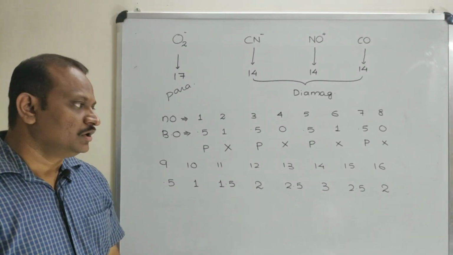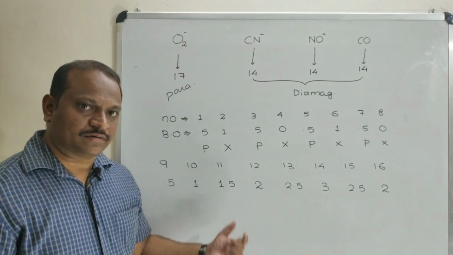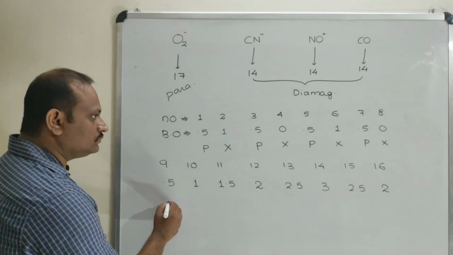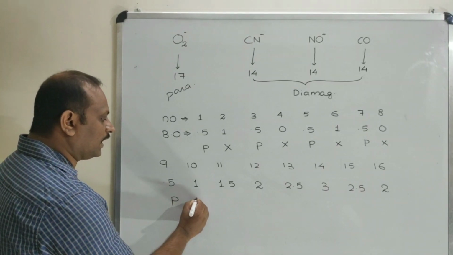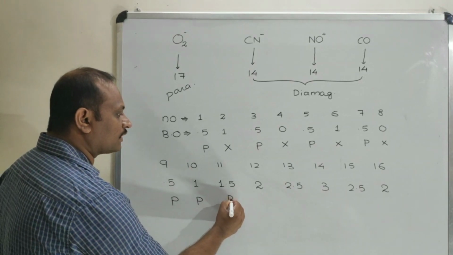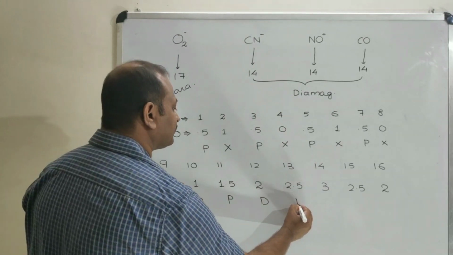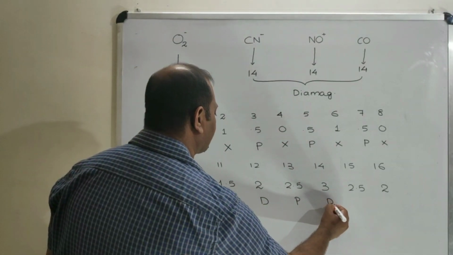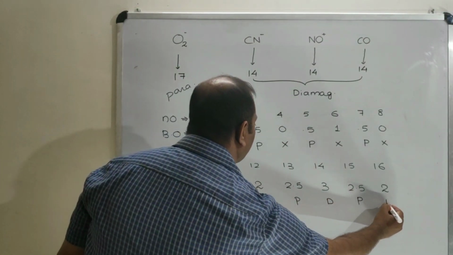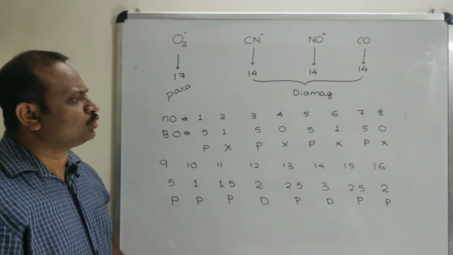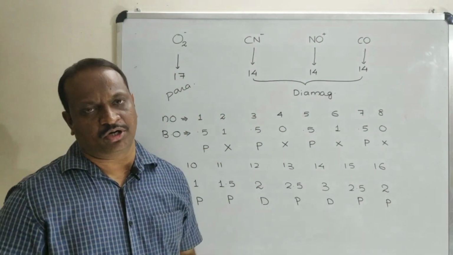So here the magnetism can be written paramagnetic, again paramagnetic, paramagnetic, diamagnetic. So next paramagnetic, diamagnetic, paramagnetic, paramagnetic. This is the sequence we require to solve the problem.